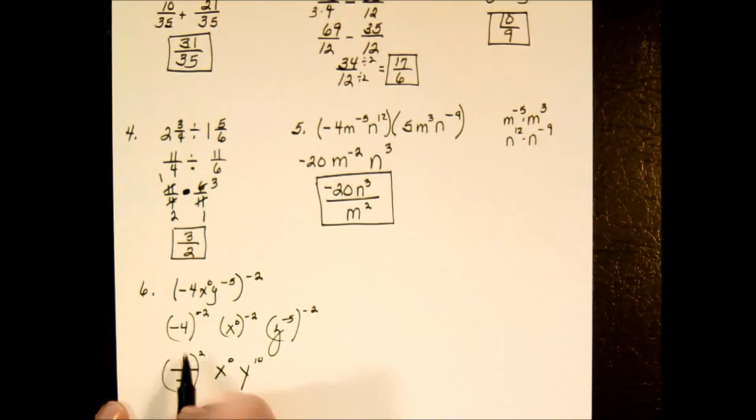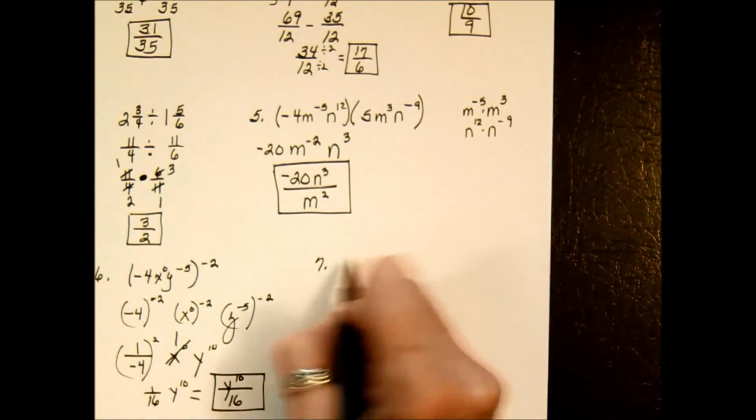So it's negative 1/4 times negative 1/4, which is positive 1/16. This x just makes a 1, so I don't need to show that. y to the 10th, and I can simplify that even more by saying y to the 10th over 16. That's its most simplified form.